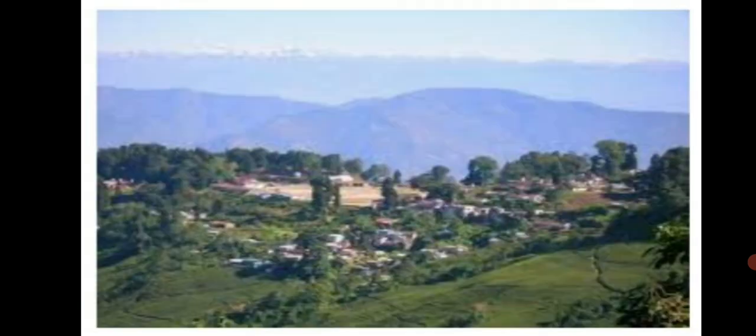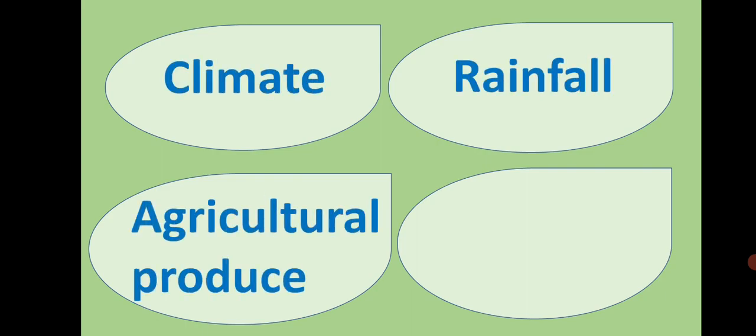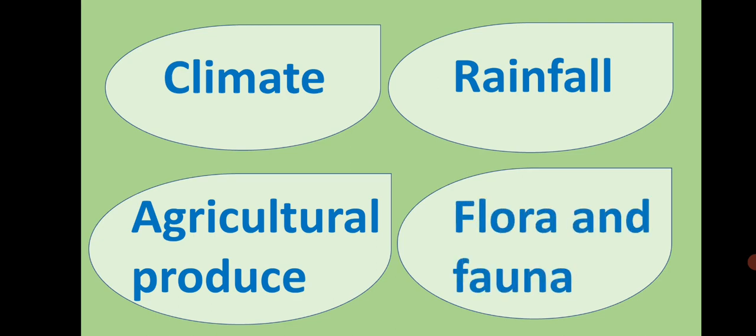We also find such differences in the lifestyle of the people of the hilly regions and those of the plains. Now, what all is important? The climate, rainfall, agricultural produce, flora and fauna, means the plant life and animal life, of the region where we live are the sources of a livelihood. Means whatever we earn or whatever our lifestyle depends upon are these four important factors: climate, rainfall, agricultural produce, and flora and fauna. The lifestyle and culture of a region develops with their support.